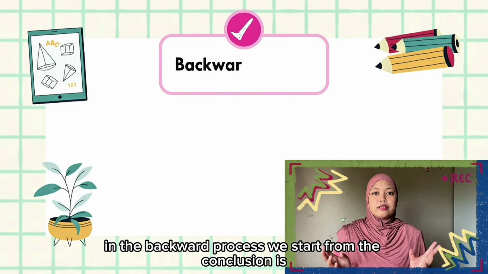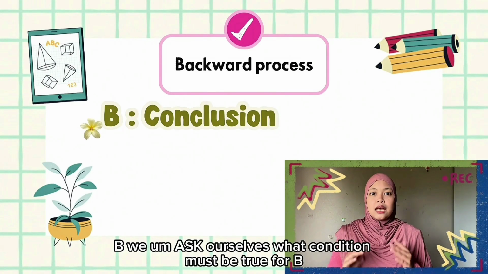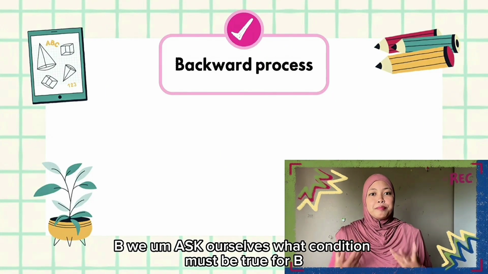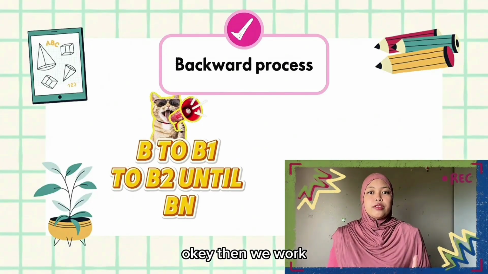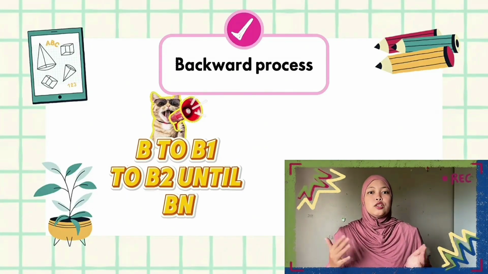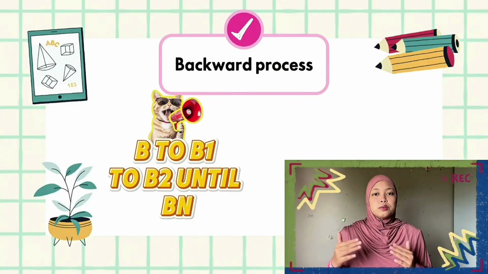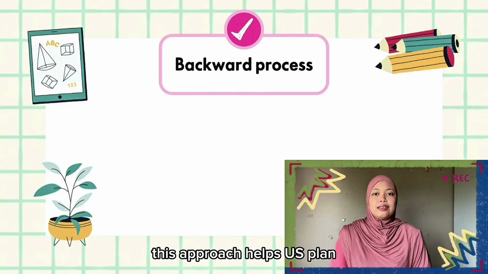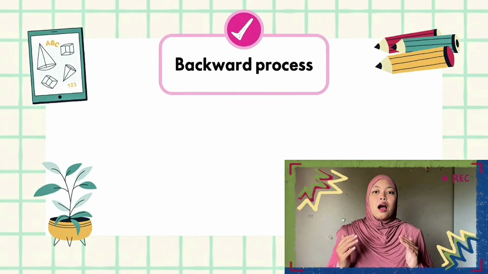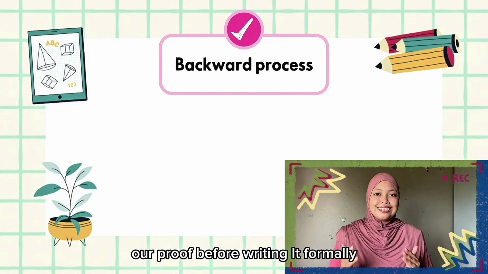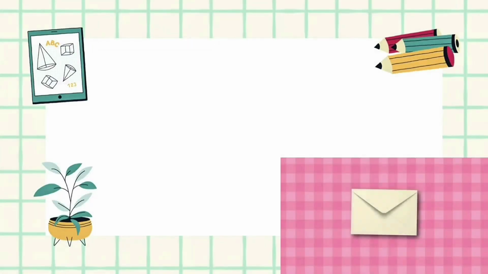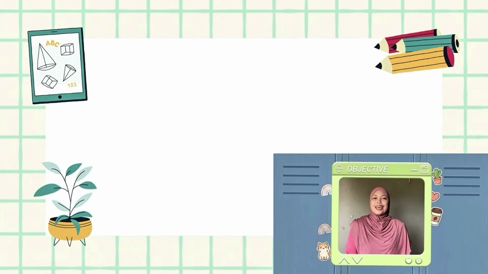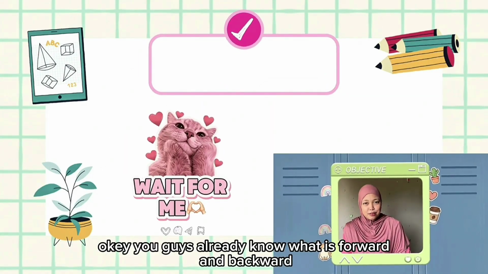Next is the backward process. In the backward process, we start from the conclusion B. We ask ourselves what condition must be true for B. Then we work backward from B to B1, then B2, until we reach a statement that is related to the hypothesis A. This approach helps us plan our proof before writing it formally. After that, we combine both the forward and backward processes. Now you already know what the forward and backward process method is.